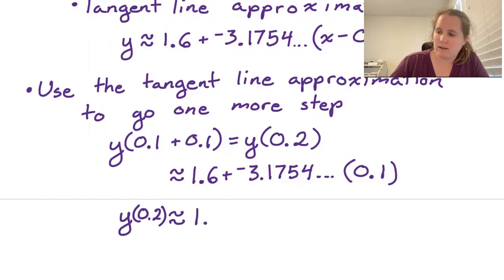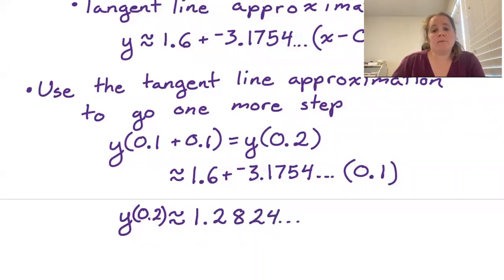Sorry, I apologize, I typed something in wrong. All right, now with the correct number, we have y of 0.2 is approximately 1.2824... I'm just keeping these numbers in my calculator as I go, so I'm not rounding until the end.